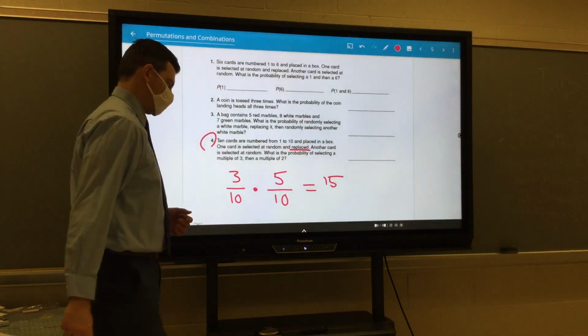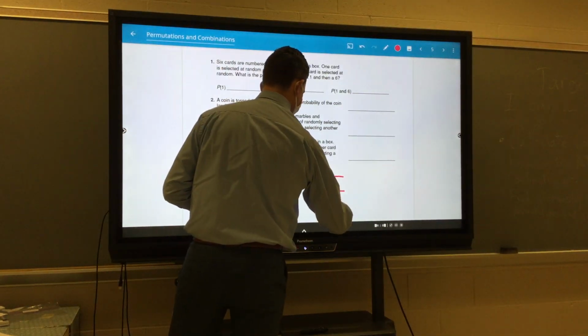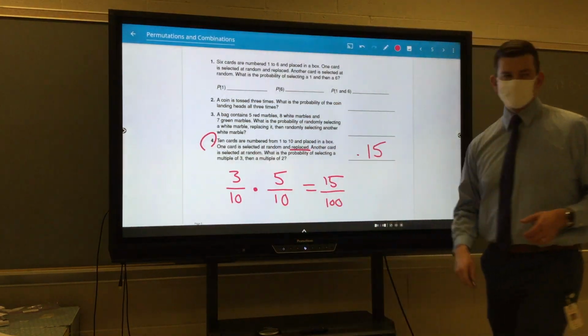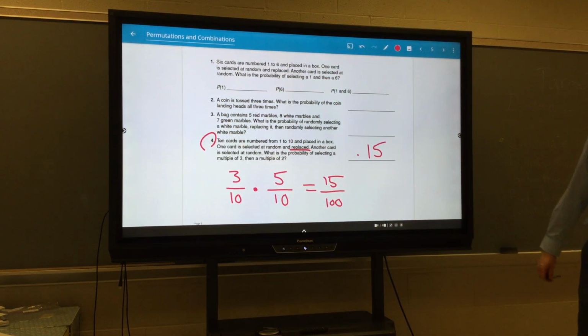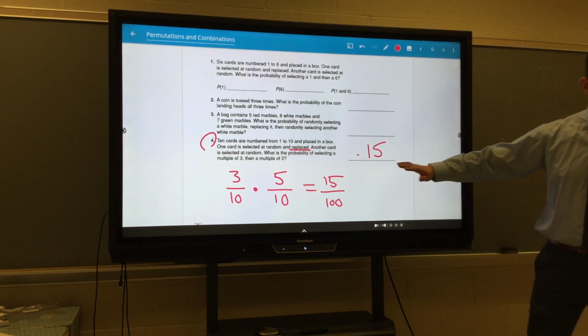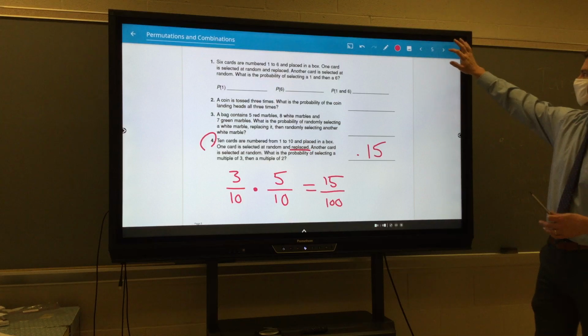3 times 5 is 15. 10 squared is 100, so 15 out of 100, 15%, 0.15. Again, nothing new there, just analyzing step by step.